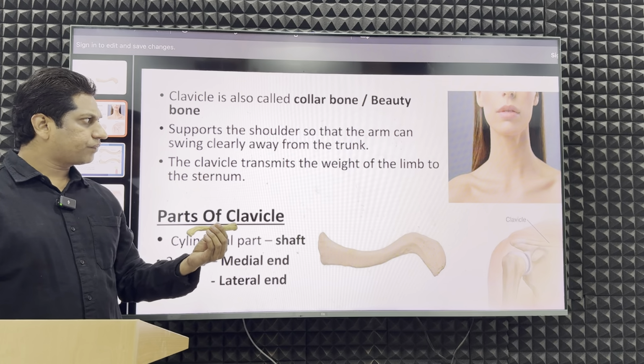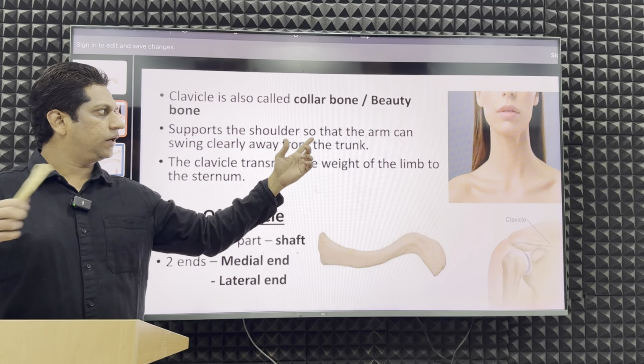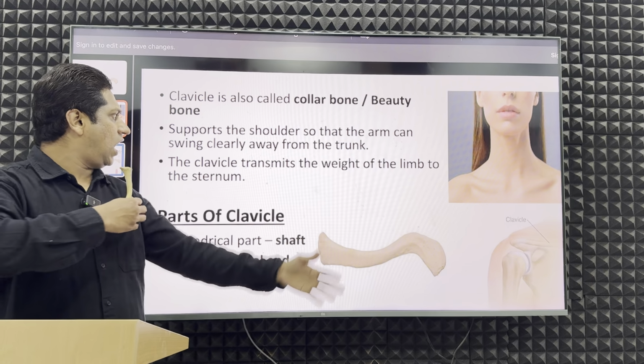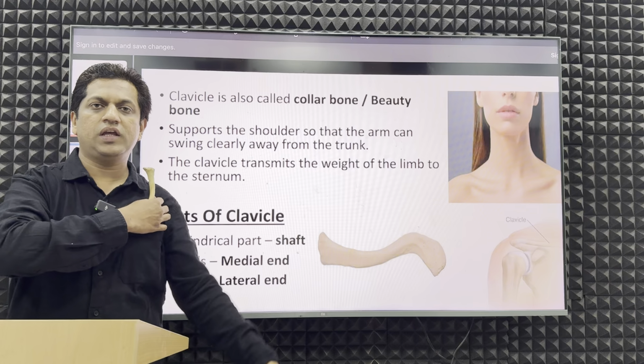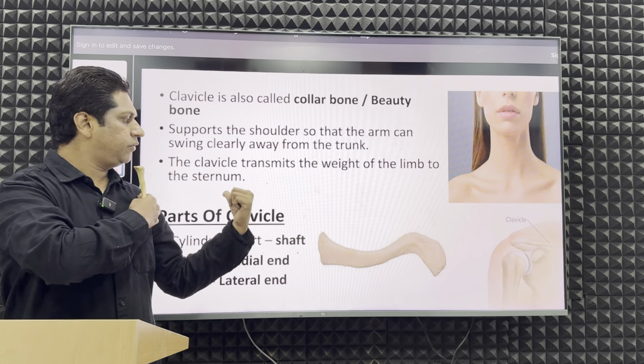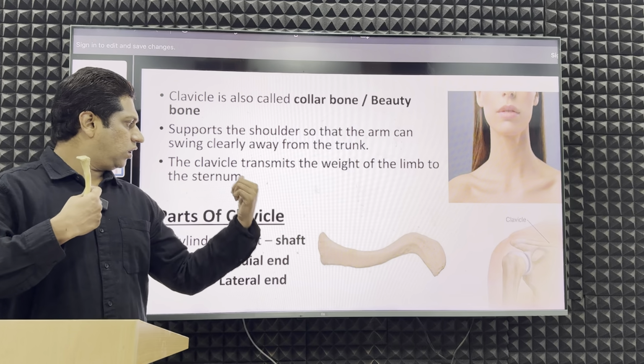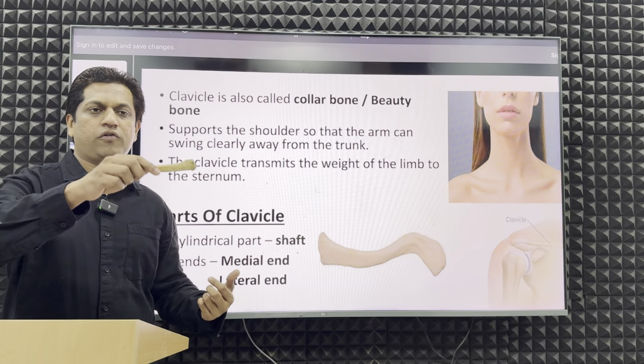Now, what are its functions? Briefly, it supports the shoulder so that the arm can swing clear away from the trunk. Then the clavicle transmits the weight of the limb to the sternum. So the weight of the limb is transmitted to the sternum with the help of this bone.